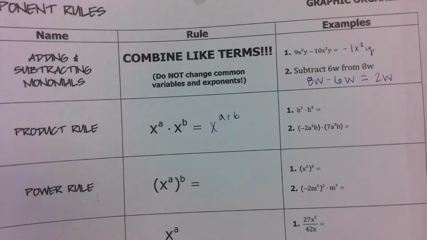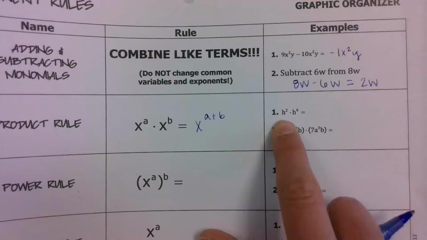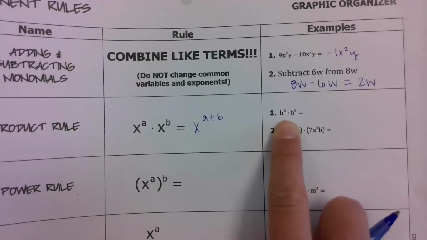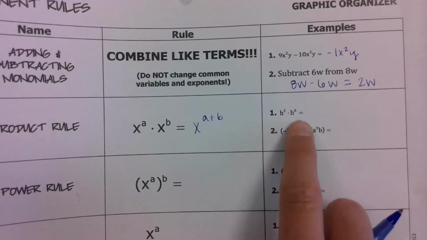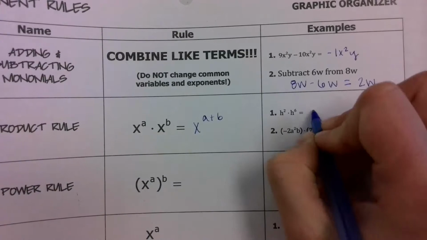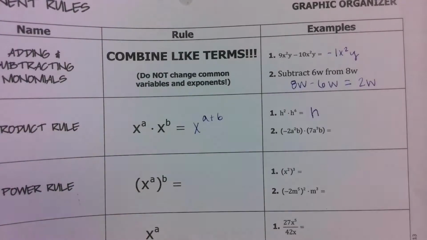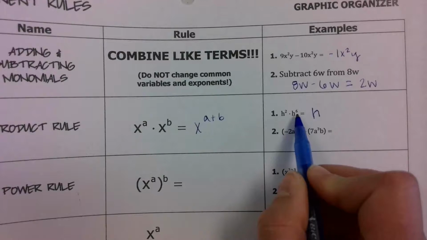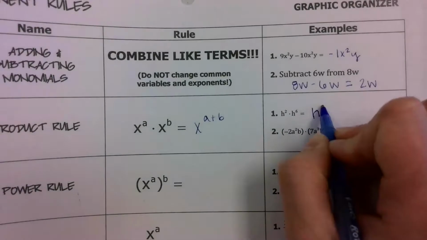So if we're looking over here, we've got h squared times h to the 6th. Do they have the same base? Yep, so we're going to keep that base of h. And what do you do with your exponents? Add them. So 2 plus 6 gives us 8. Is that okay?